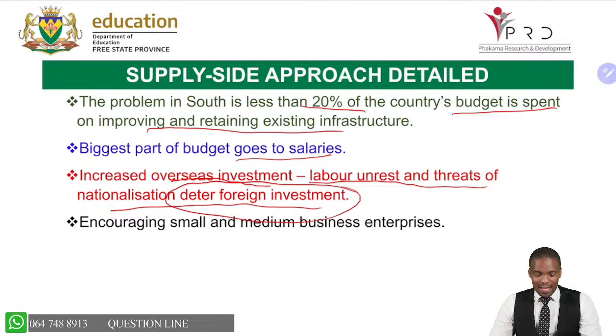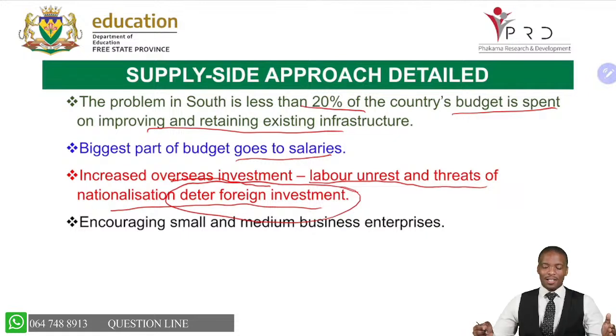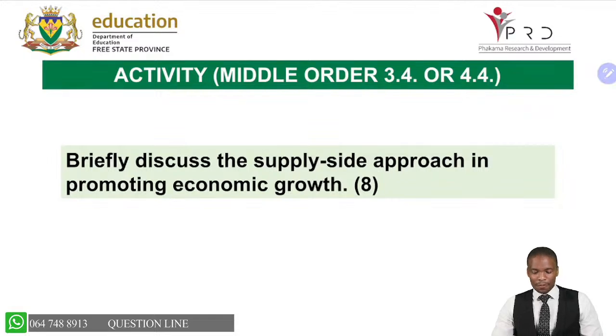Again, there's a continued encouragement of small, micro and medium business enterprises to be established in South Africa. Rather than depending on the government to create more jobs, entrepreneurs should be skilled in such a way that they will be able to create their own employment and to hire more people within the communities that they live in. That is a supply side approach.